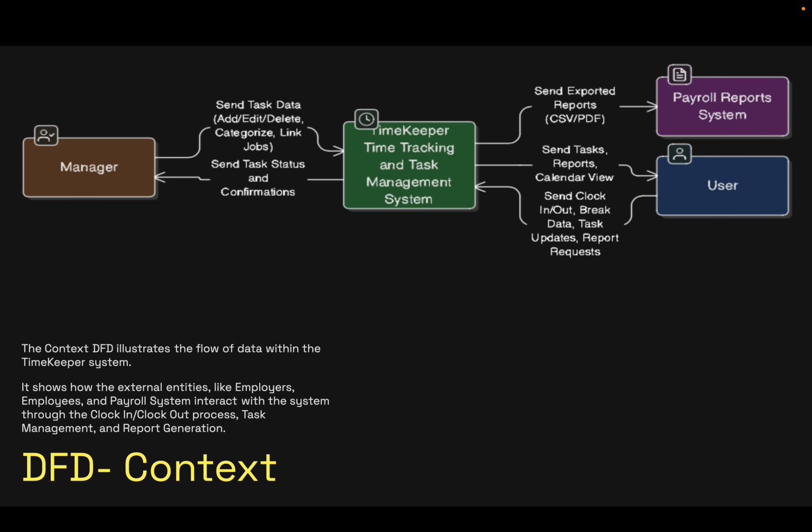All right. Now we're starting with the context data flow diagram. This diagram basically illustrates the overall flow of data within the timekeeper system. It highlights how the external entities, such as the employer, the employee, and the payroll system, interact with the system throughout processes such as clocking in, clocking out, task management, and report generation. And it's basically a high level view of how the data enters and exits the system.